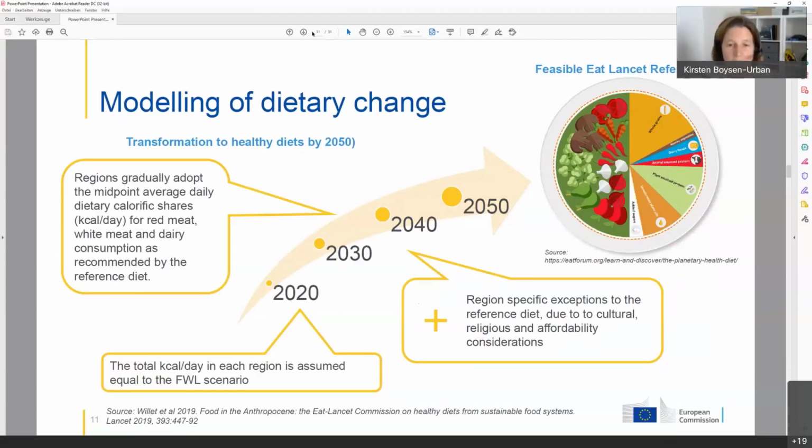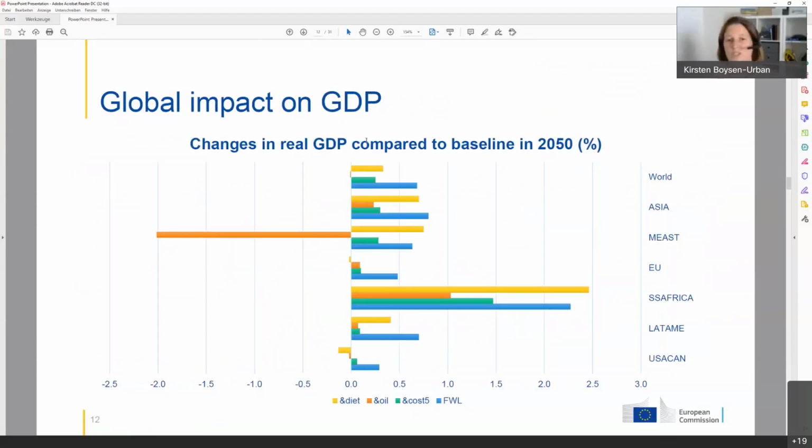To come to the results, I would like to start with the global impact on GDP. Here we present the results as deviations from the baseline in 2050. And we can see here clearly that the food waste and loss reductions in general lead to an increase in GDP due to efficiency increases, mainly driven by food loss reductions. And we see particularly that this is beneficial for GDP in sub-Saharan Africa. This is, of course, related also to the rather high share of agriculture related to a total GDP.